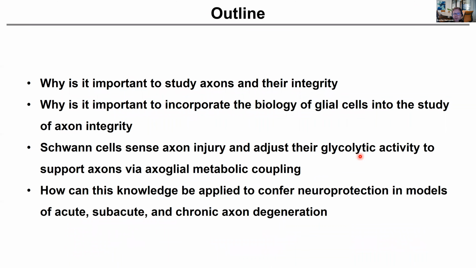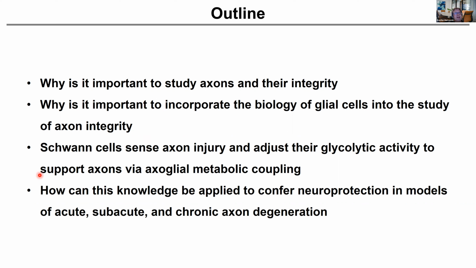Before I jump in, just let me give you a brief outline of the seminar. First, you will see why it is important to study axons and their integrity. Then you will learn why it is important to incorporate the biology of glial cells into the study of axon integrity. This is really not intuitive, because so far the biology of glial cells in this context was very strongly overlooked. Most people that study axon degeneration mechanisms never think about glia. So it's very intriguing to think about this.